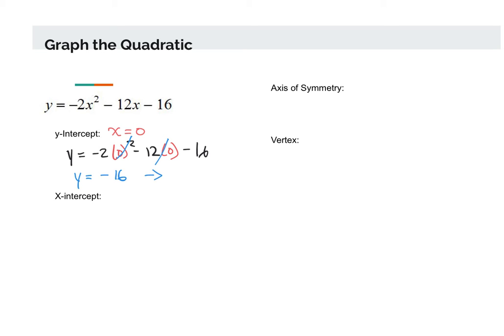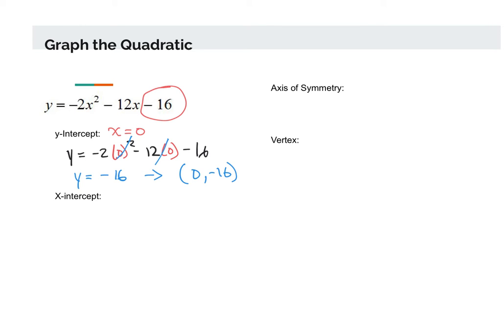Remember to write your intercepts as ordered pairs. So (0, -16). Something you might realize is that your y-intercept ended up being just a constant that was all by itself. This only works if your quadratic equation is in standard form.